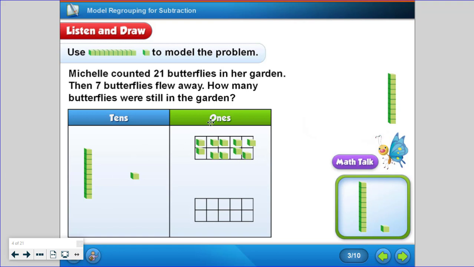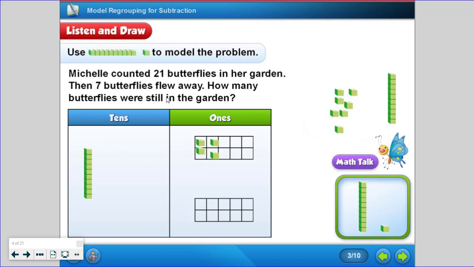So I'm going to make 7 of these butterflies fly away. So there's 4 fly away. And then there's 2 fly away, so that's 6. And then 1 more has to fly away, so that's 7. Okay, so I'm going to move this 1 over here with these other ones. So that means I have 1 ten and 4 ones left. So what that tells me is I have 14 butterflies, right, that are left in the garden.